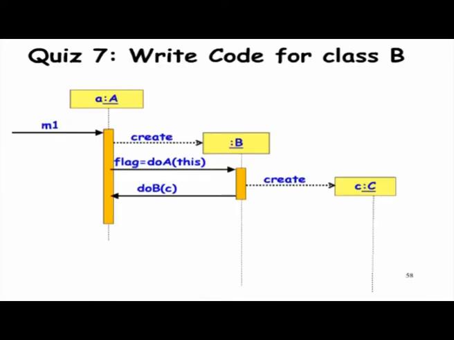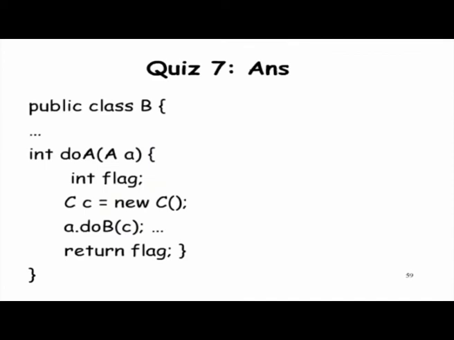This is another example. We have this sequence diagram and we want to generate the code for class B. The class B should support which methods? It should support do A, and then it should invoke which methods? Should invoke create and do B. So, that is what it shows. Class B supports the do A method, and in turn it creates the new C and then invokes do B on the A. So, we have so far seen class diagram, use case diagram and sequence diagram.